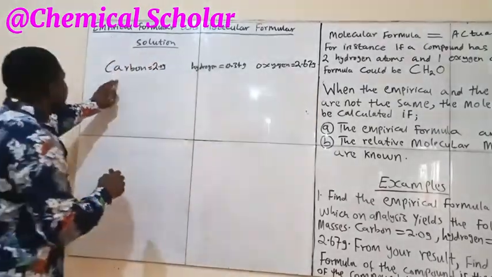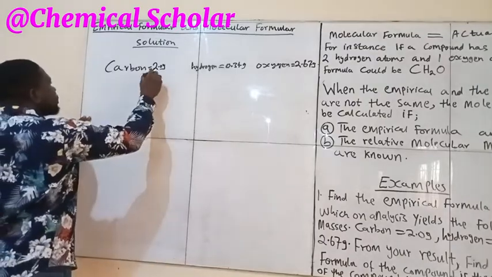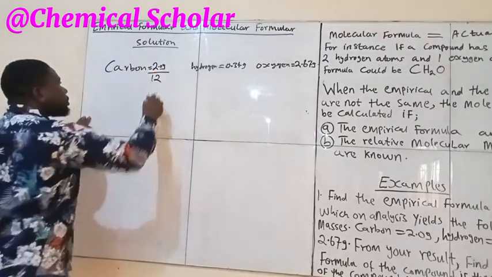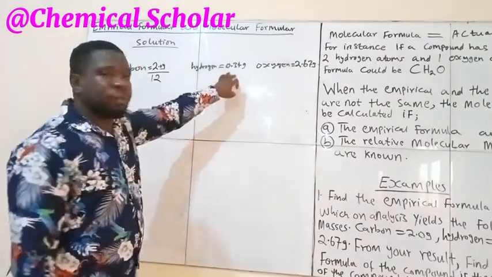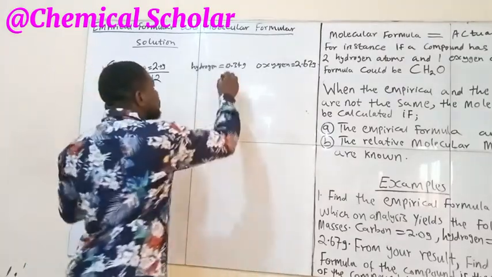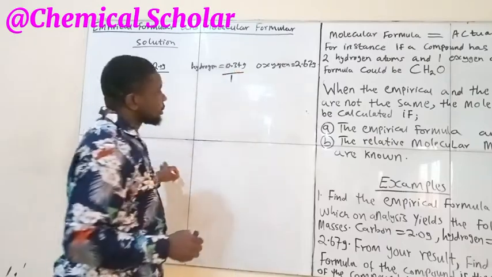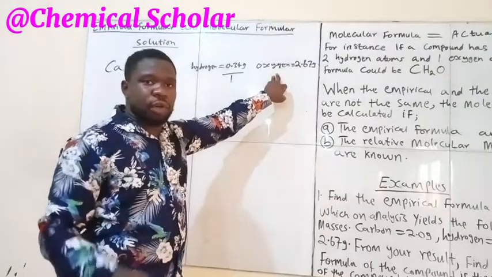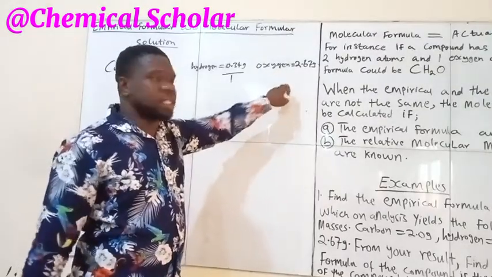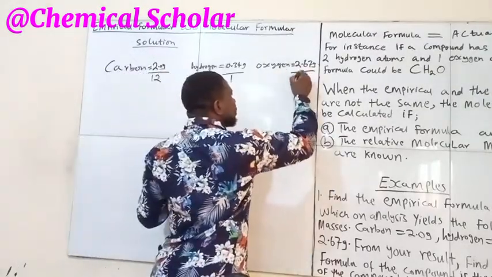Okay? So now we have the relative atomic mass of carbon to be 12. Then the relative atomic mass of hydrogen is 1, so we divide this one by 1. And then the relative atomic mass of oxygen is 16, so we divide this by 16.